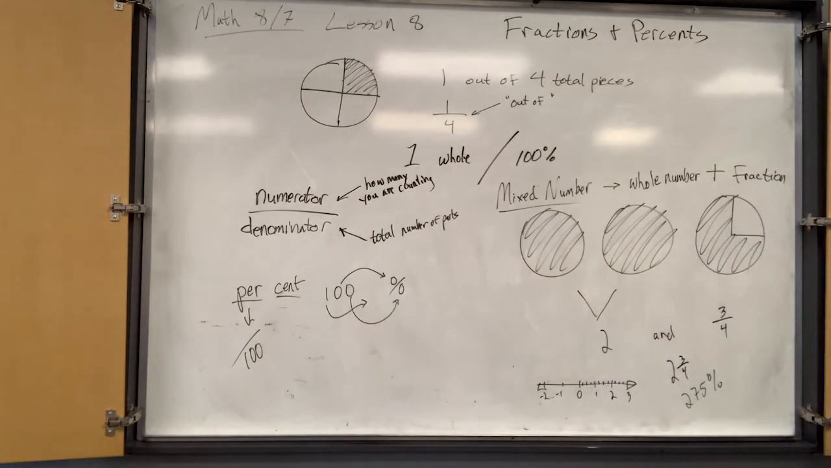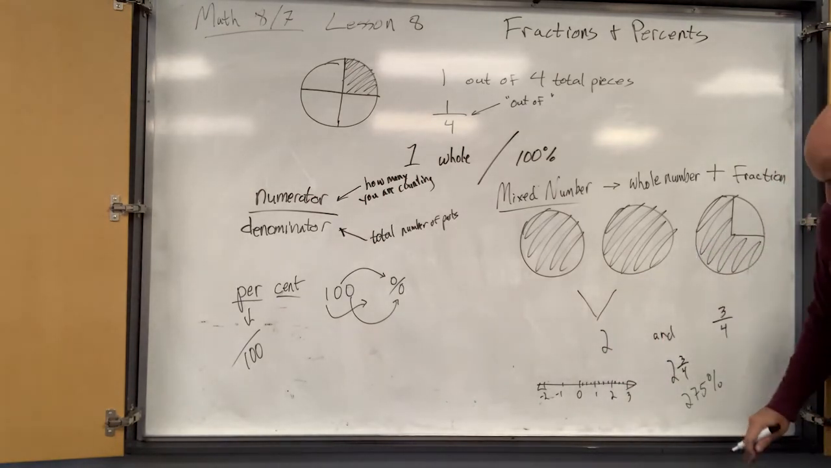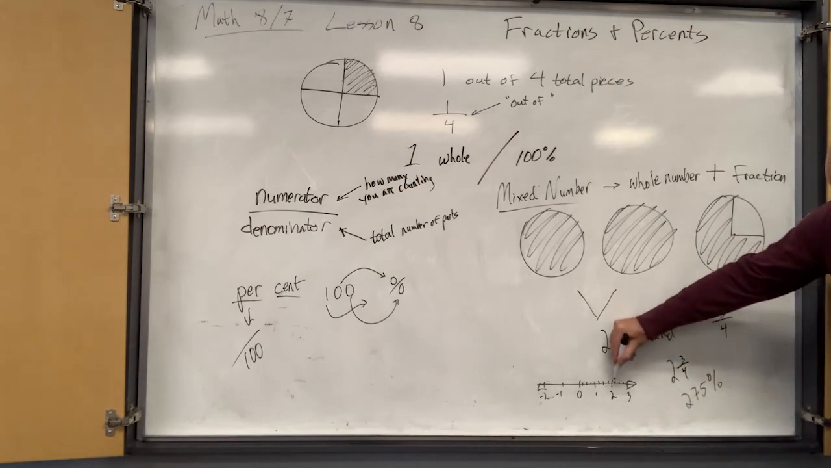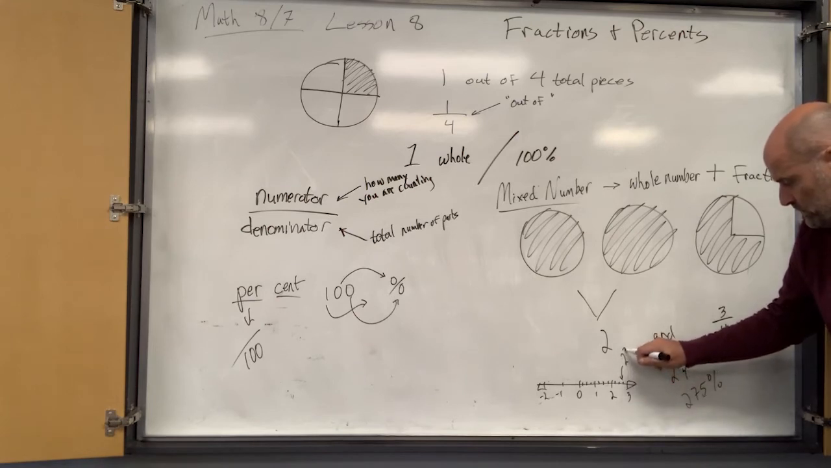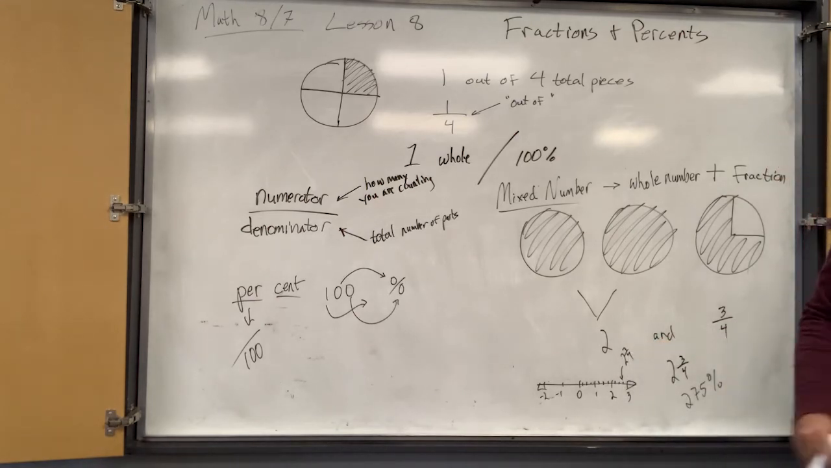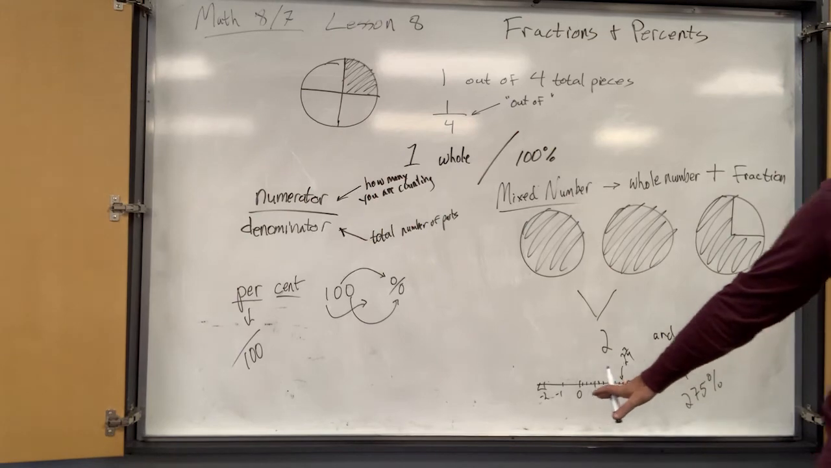Yes, Hunter. It'd be 2, obviously, and then you gotta go over 3. So basically if you go over 4, 1, 2, 3, 4, you're at 3. But you don't wanna go 4, you wanna go 3 out of the 4. Right? Because 3/4. So you go to that third one. So 2 and 3/4 is right there. Good.